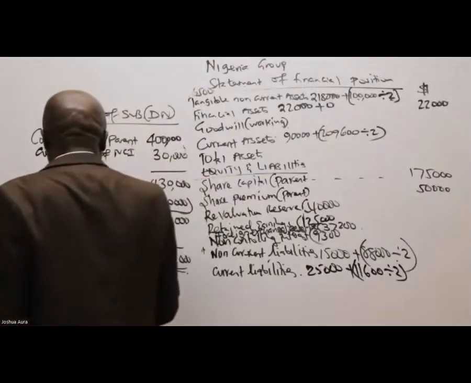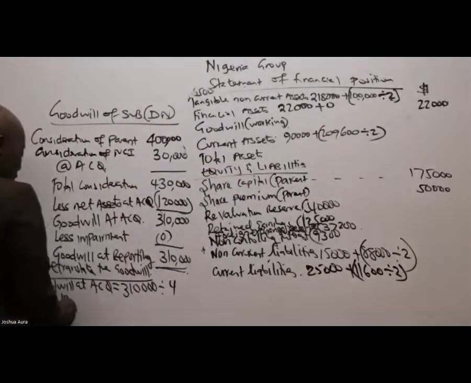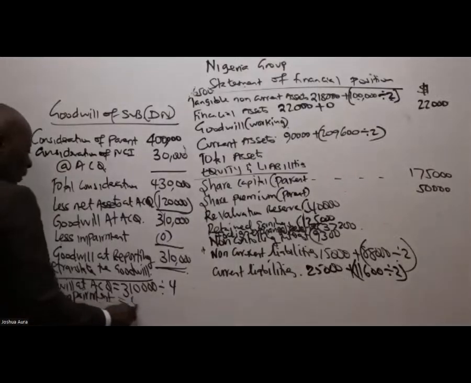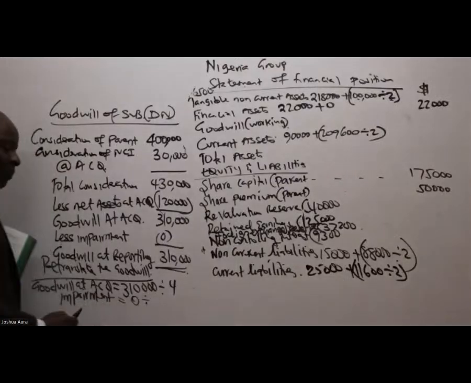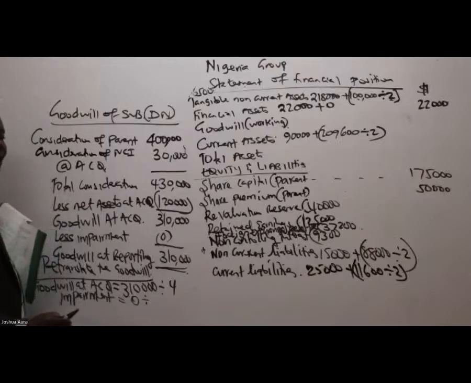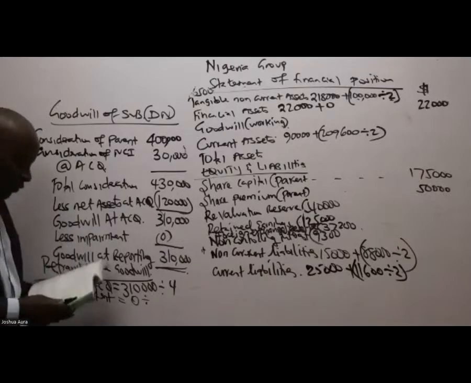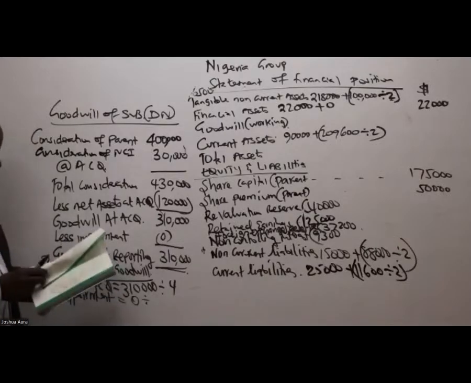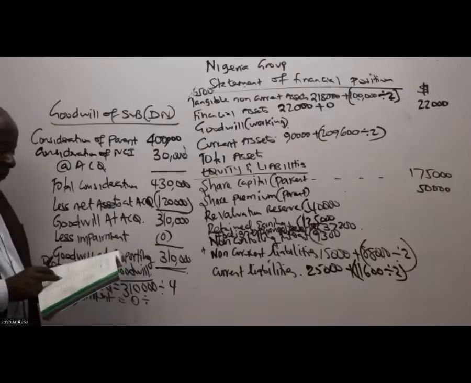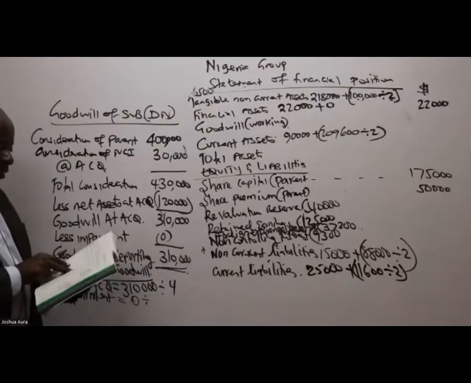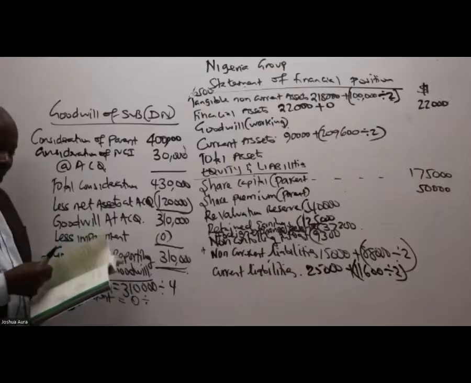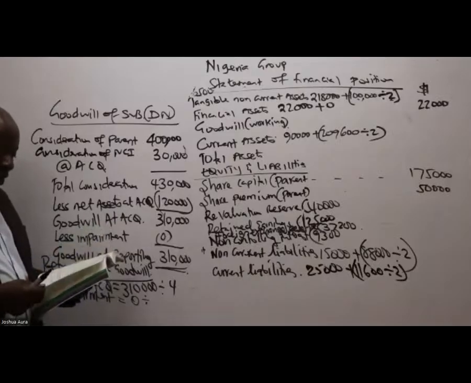And then we have impairment. Ladies and gentlemen, impairment is an income statement item. It is 0, but for your revision, impairment has to be translated always at average. So what is the average rate for your revision? They are not talking to me. What is the average rate?